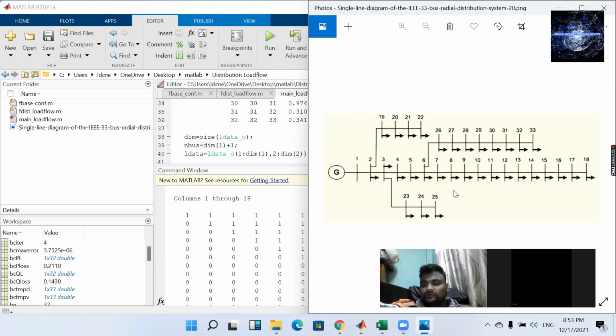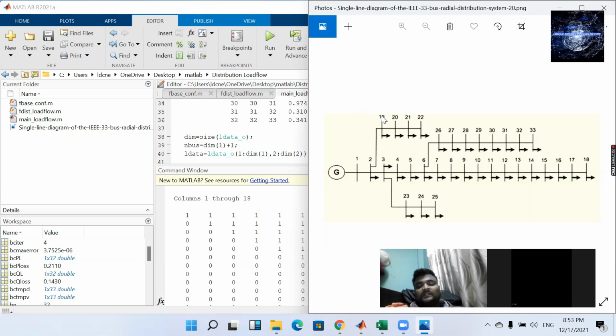So I want to ask one question. For the 19th row, which element will be 1? Because in any row there are 33 elements, and in any column there are 33 elements. So what does a row correspond to? The load of the node which is fed from 19, that will be 1.